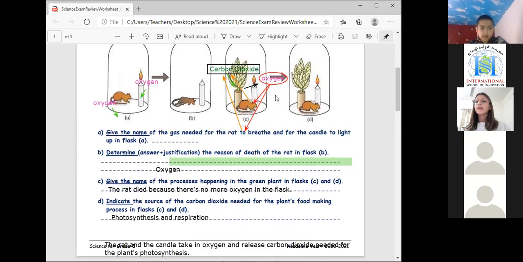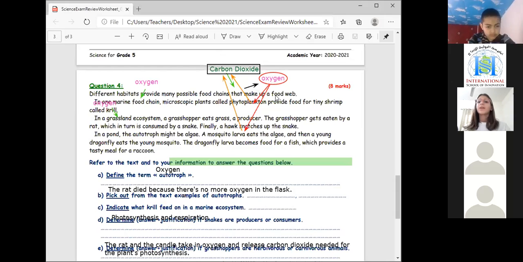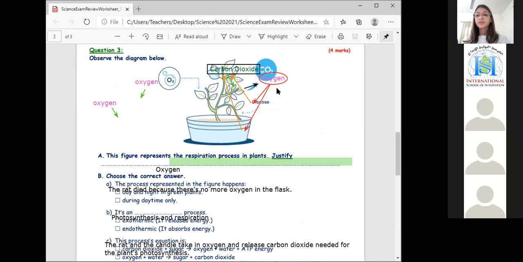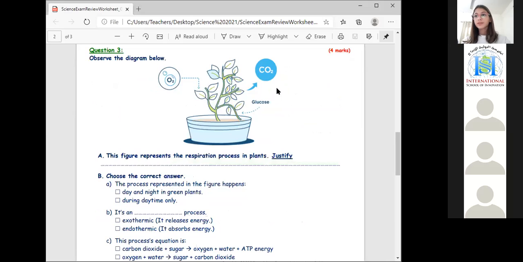Let's pass to question number 3. Look at this plant. What is this plant using? Which gas is this plant taking in?